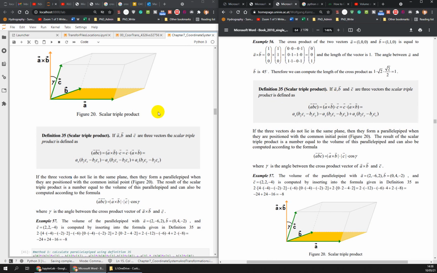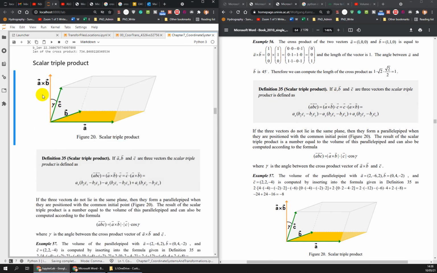If we have three point vectors A, B, C like this, and the three vectors do not lie in the same plane, they then form a parallelepiped that looks like this. If we want to calculate the volume of this parallelepiped, we can use this formula, and we can also use this formula.